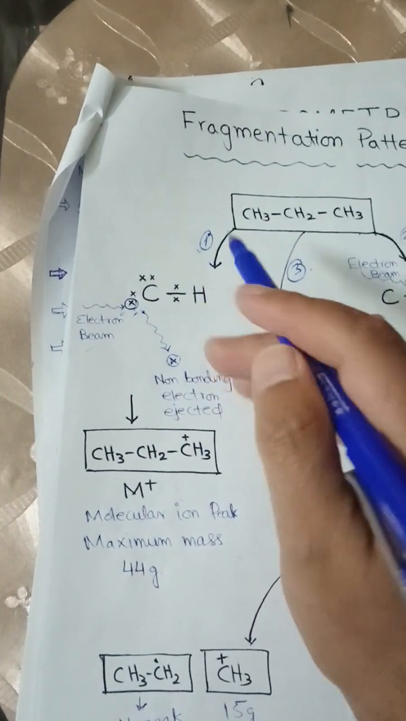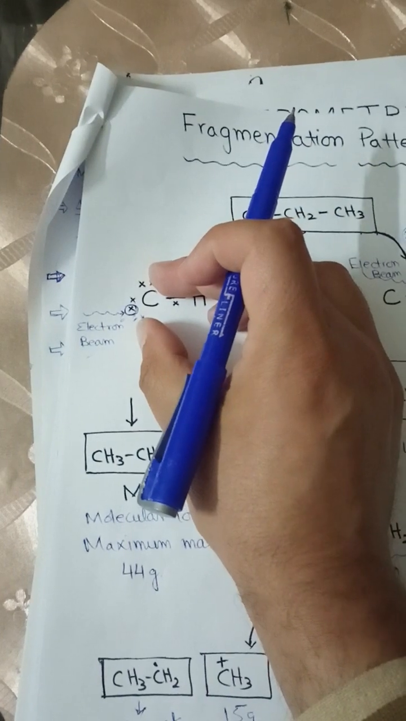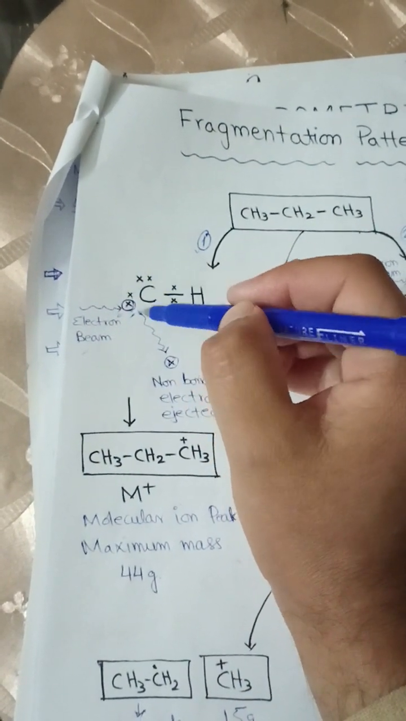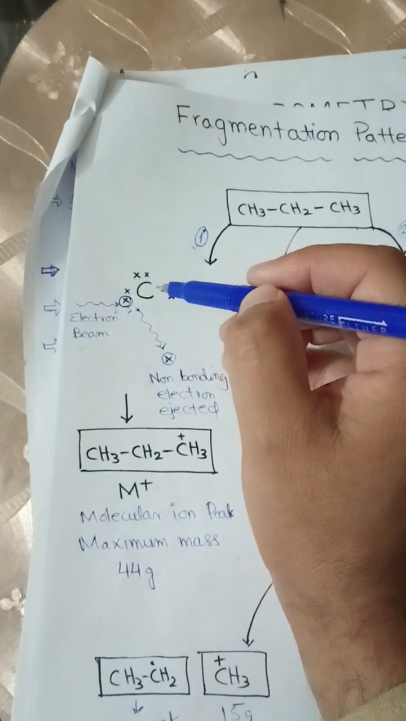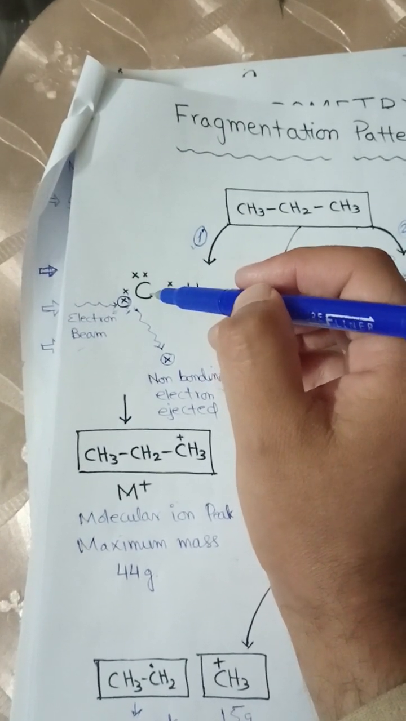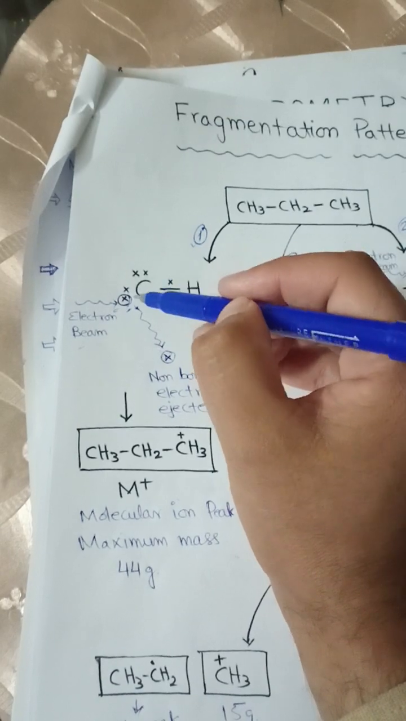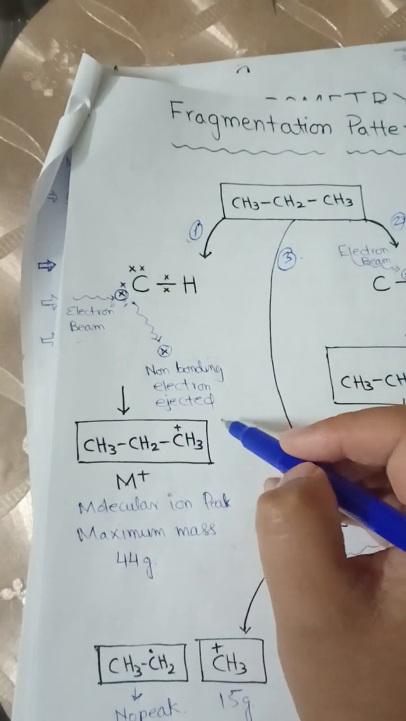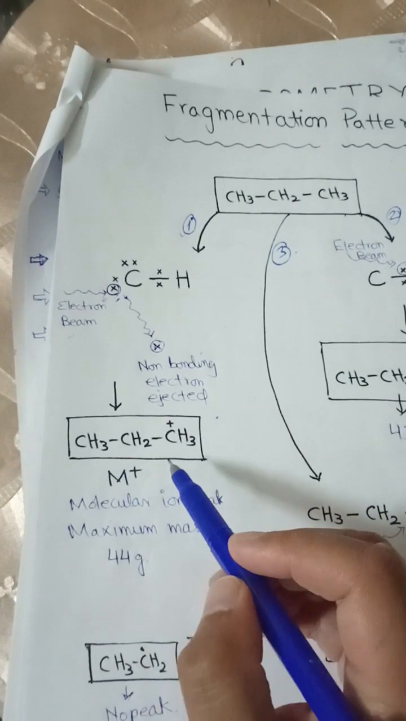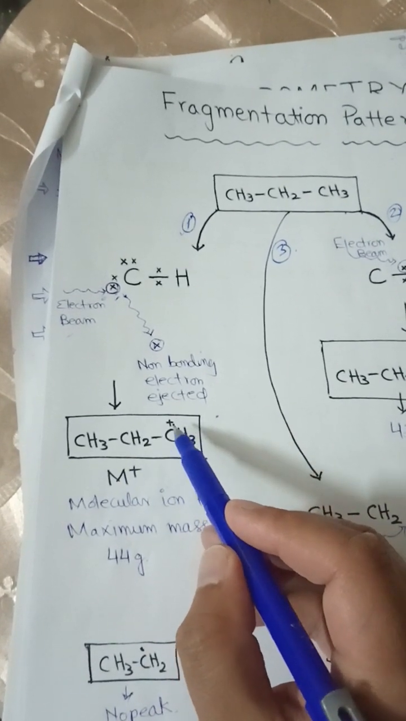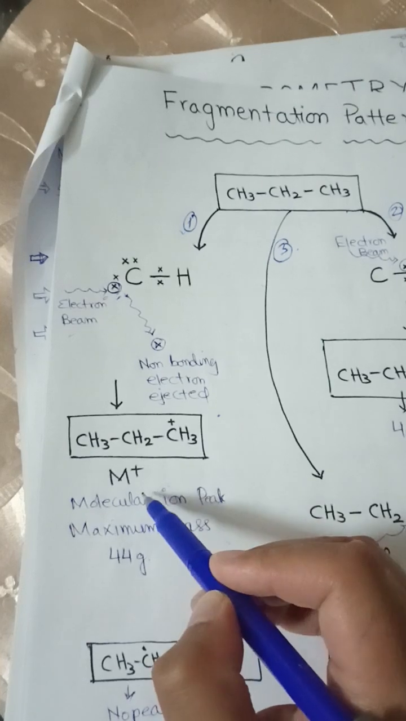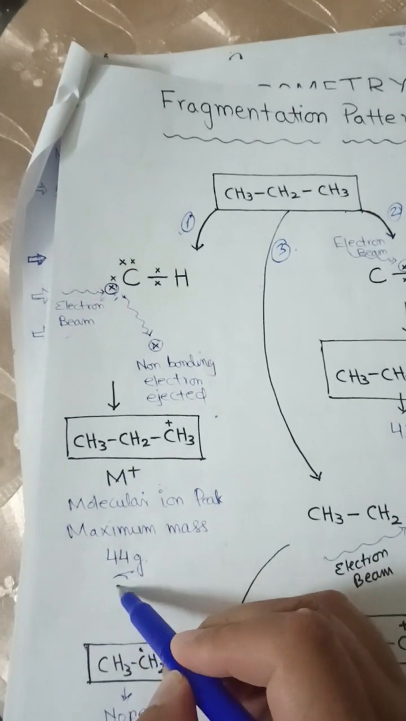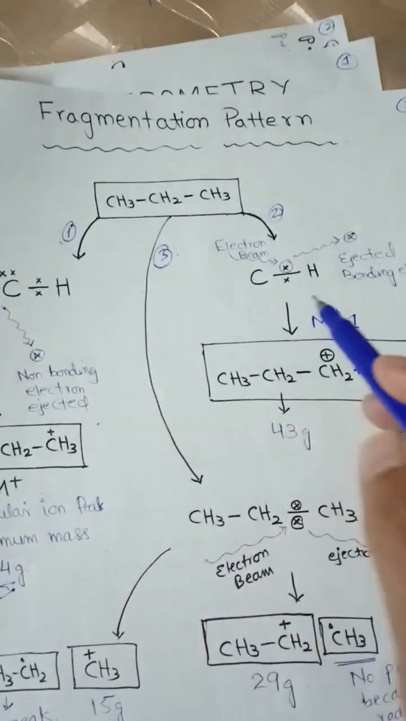which may be inside the outer shell. It is not necessary that the electron will be from the valence shell. It may be from the internal shell also. That's why we have written here more electrons. So if it ejects this non-bonding electron, we will get the molecular ion peak. The electron is removed and we get it in this form, which is called the molecular ion peak. And for this we will have a maximum mass of 44 gram.